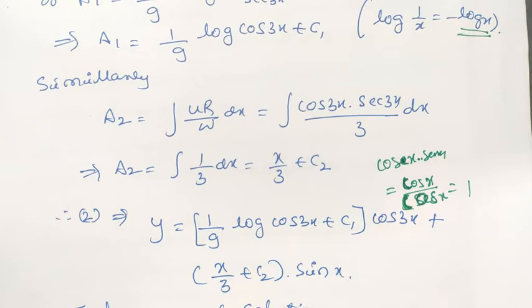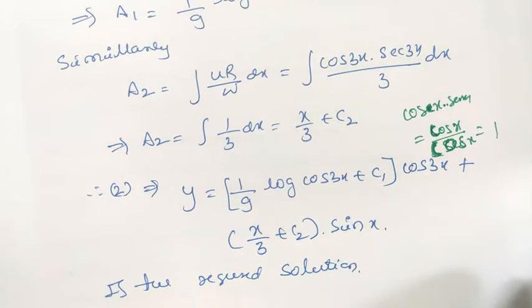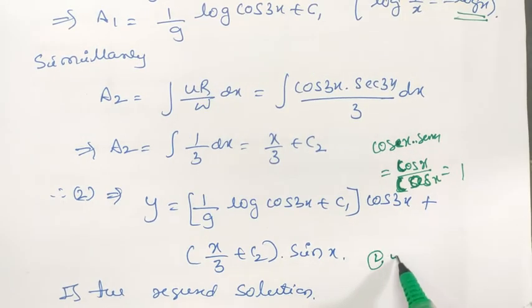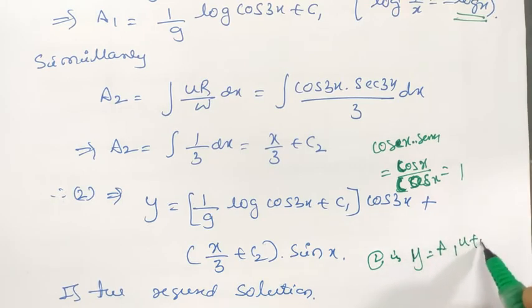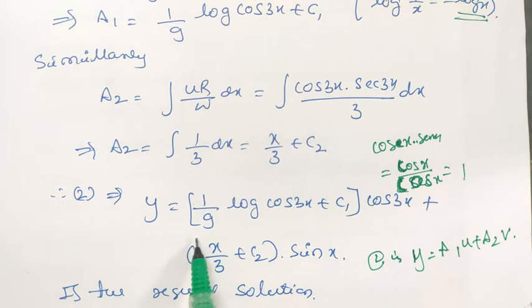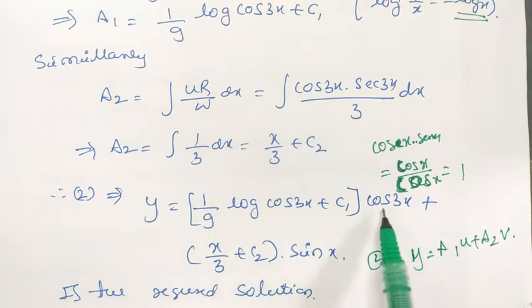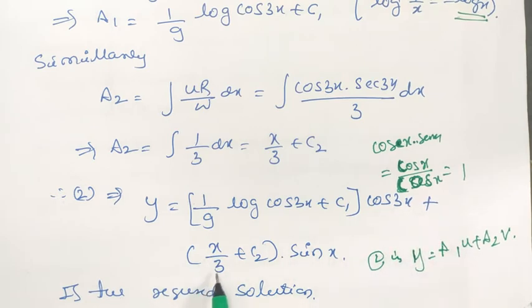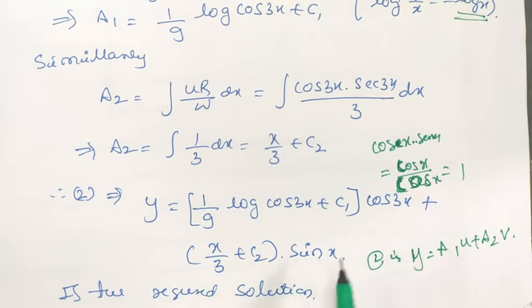Now you have to substitute all these a1 and a2 in equation 2. So you know, equation 2 is y is equal to a1 u plus a2 v. So a1 is 1 by 9 log cos 3x plus c1, and u is cos 3x, plus a2 is x by 3 plus c2, and v is sin 3x. So it is the required solution of this problem.